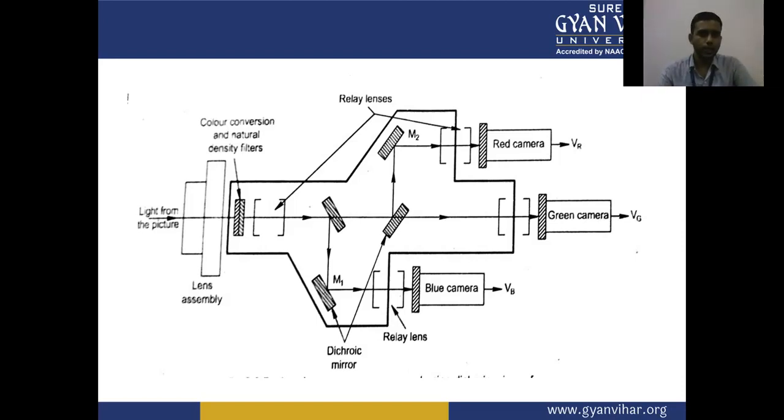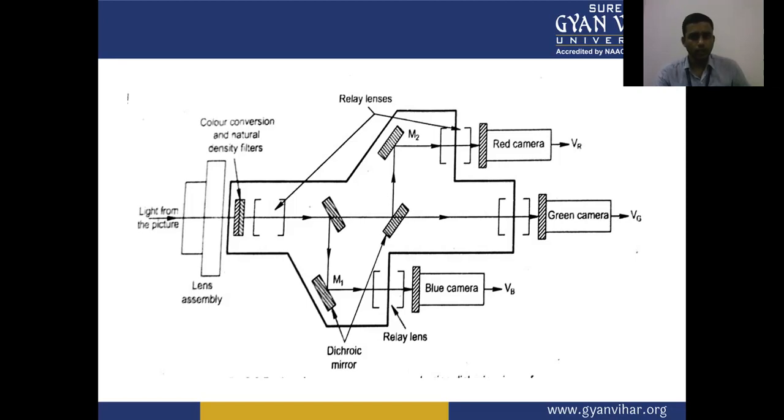Here we have a lens assembly and light source from the picture, the color conversion and neutral density filters, and relay lenses, and three types of voltages, red, green, and blue, are developed at the output of the dichroic mirrors. We have some relay lenses which produce the relay of the light, and M1, M2 are the dichroic mirrors.